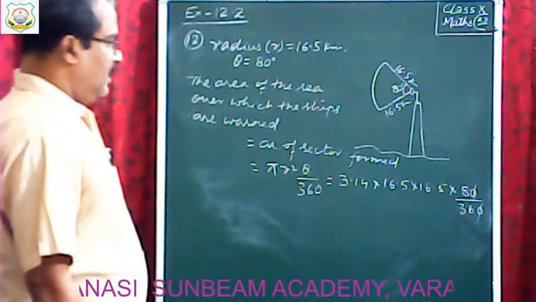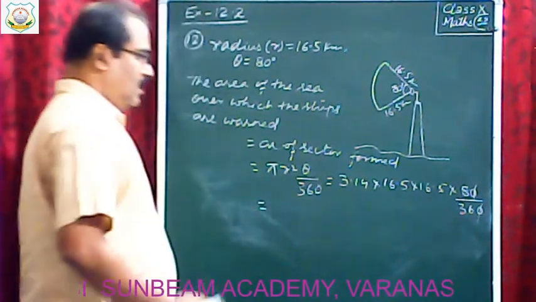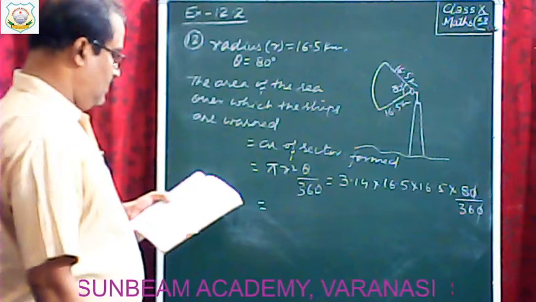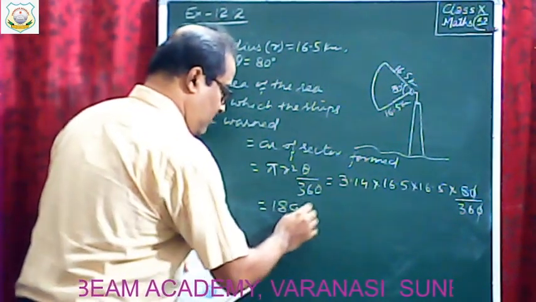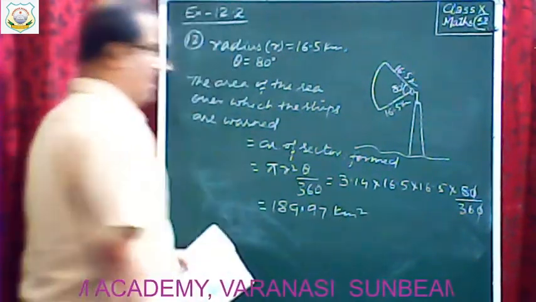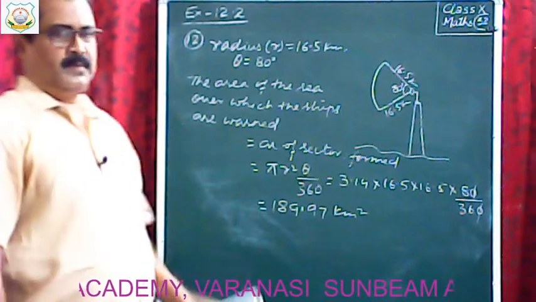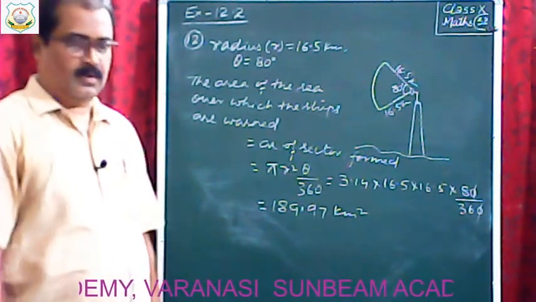Now there is only calculation left. You have to calculate yourself. I think answer is 189.97 kilometers square. Very simple, you have to find only area of sector, whatever story is given, no problem at all.